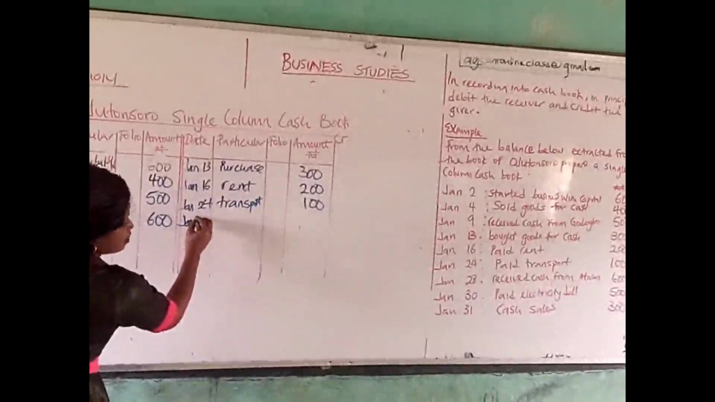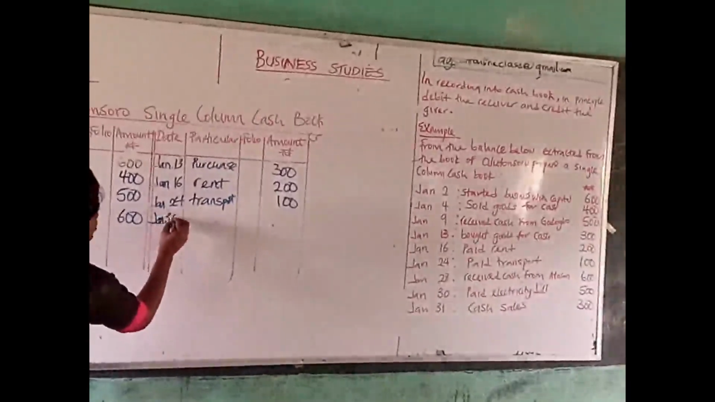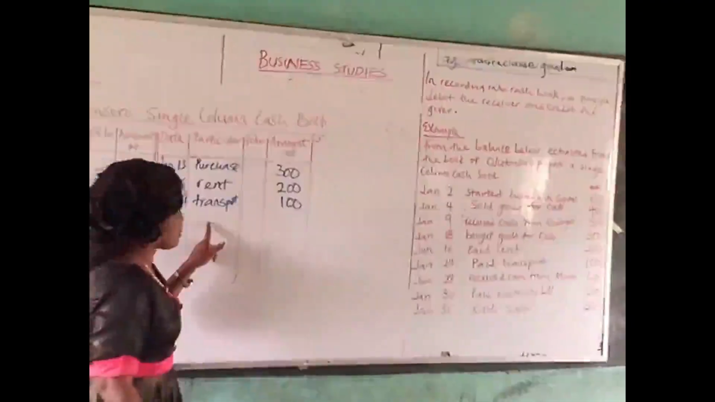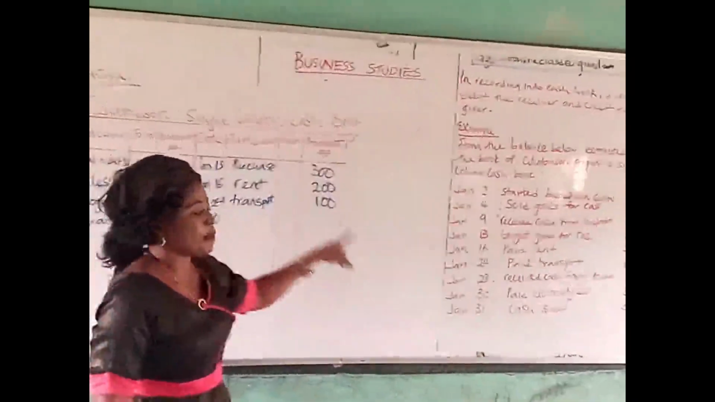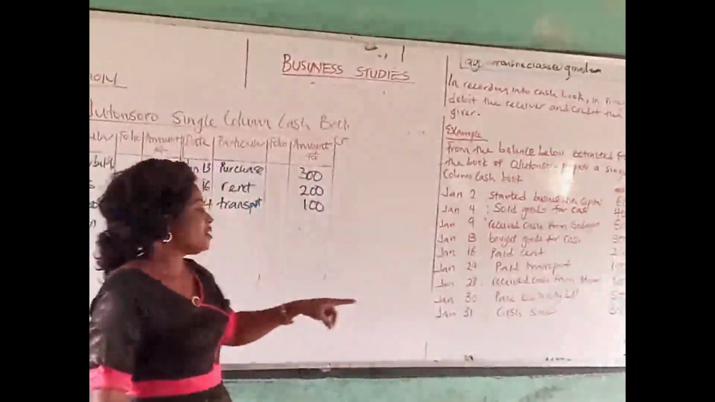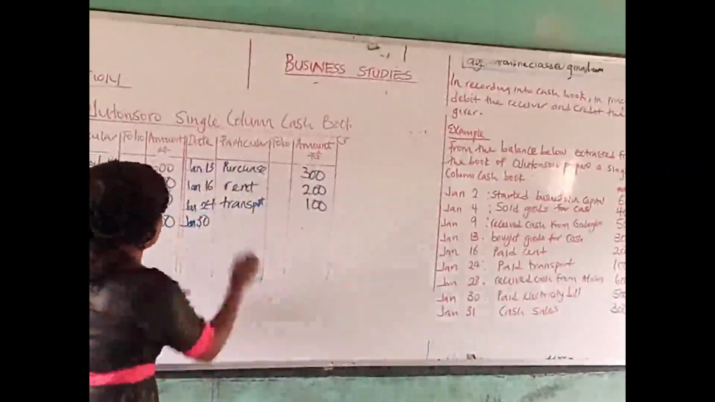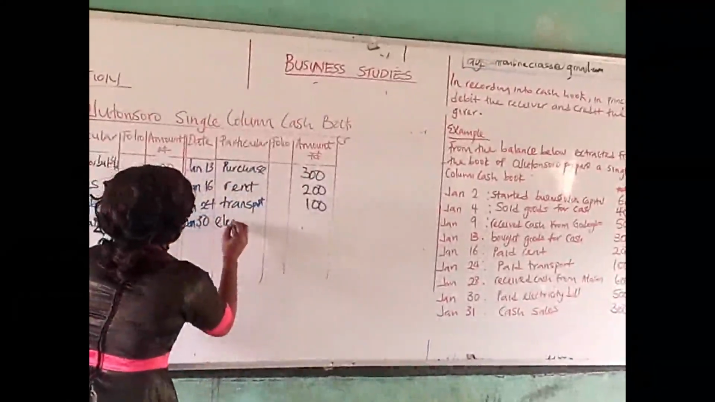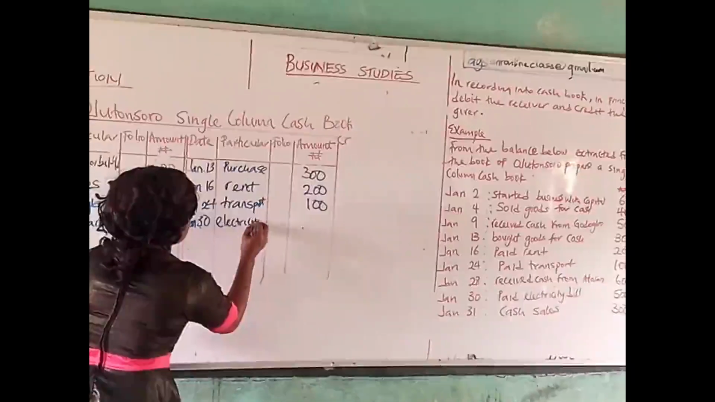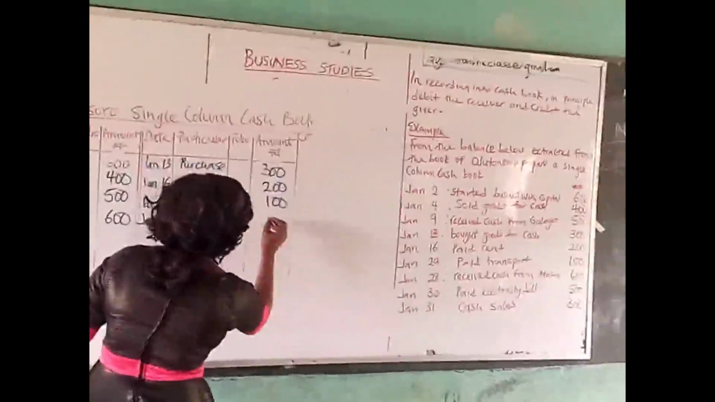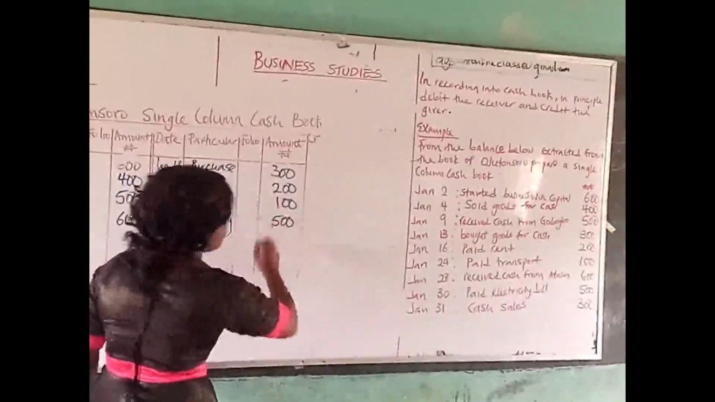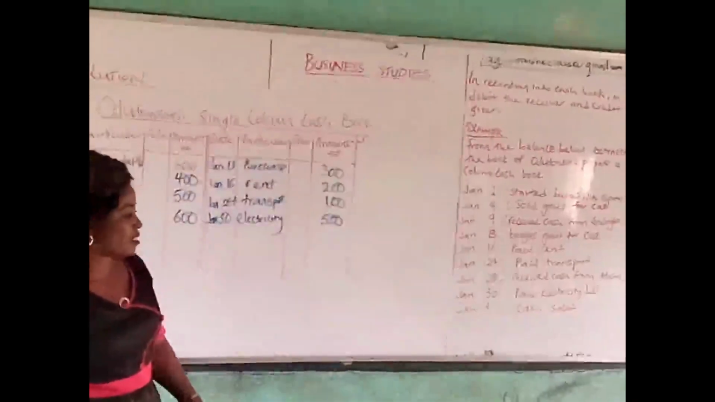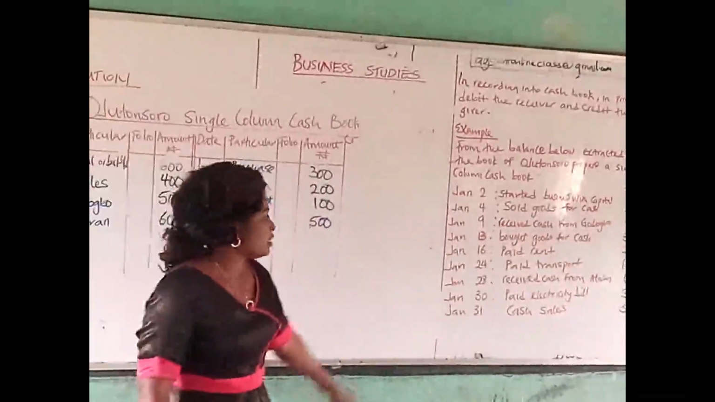January 30. So, what am I going to write on my particular now? Is it paid or what? Electricity bill. Good of you. Electricity, 500 naira. Now to the last one on the list.